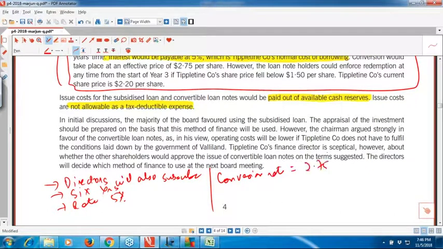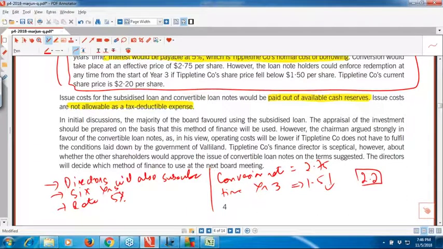However, loan note holders could enforce redemption at any time from the start of year three. So the redemption time period is from year three onwards, if the share price is below 1.5 per share. Tipletine's current share price is 2.2. So the current share price is 2.2.